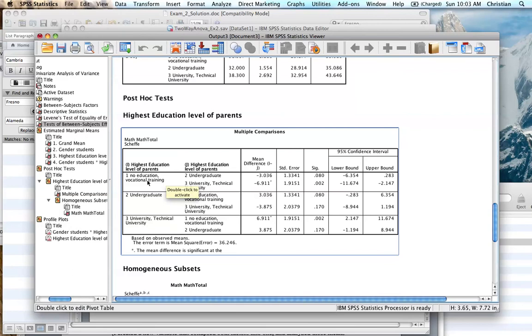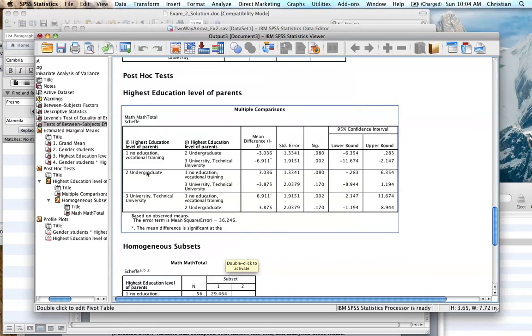Same thing for no education and university. We look at what the difference is. It's -6.9. So here also the no education group has lower test scores than the university kids. But here it is statistically significant. So just from this box we can conclude that children with a lower educational background have lower levels than the children from the university. But there's no difference from the lowest educational category to the middle category, the undergraduates.